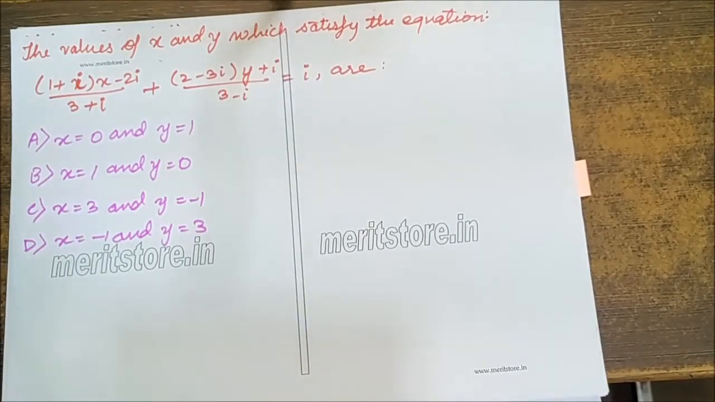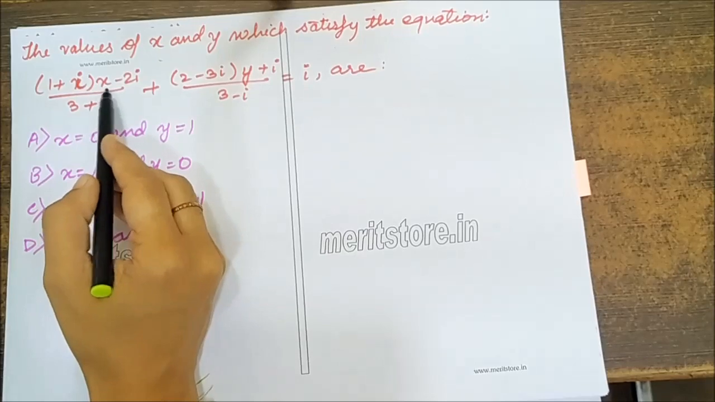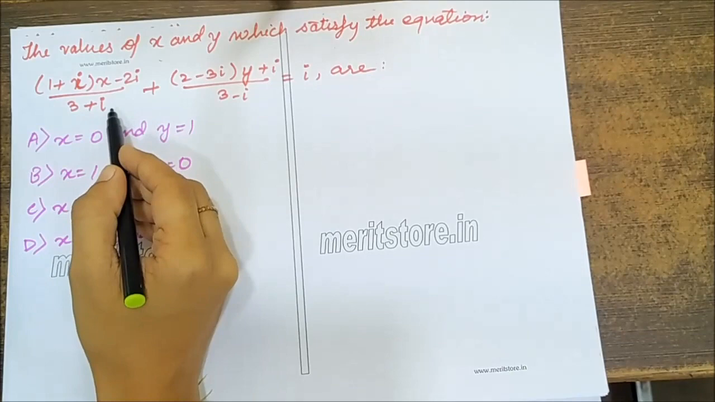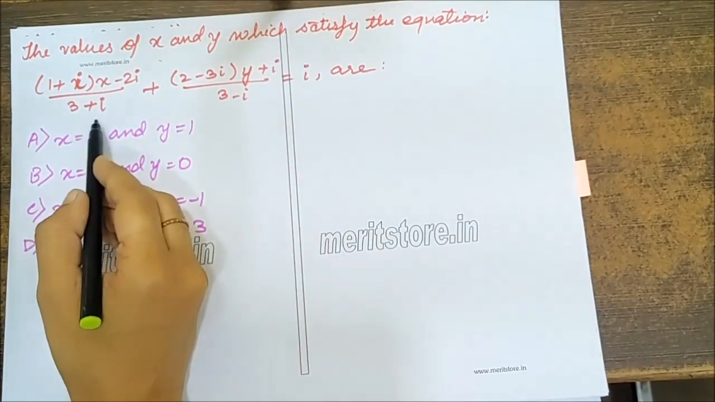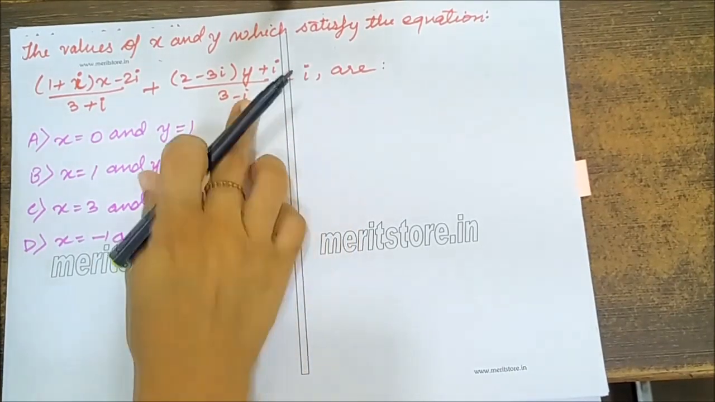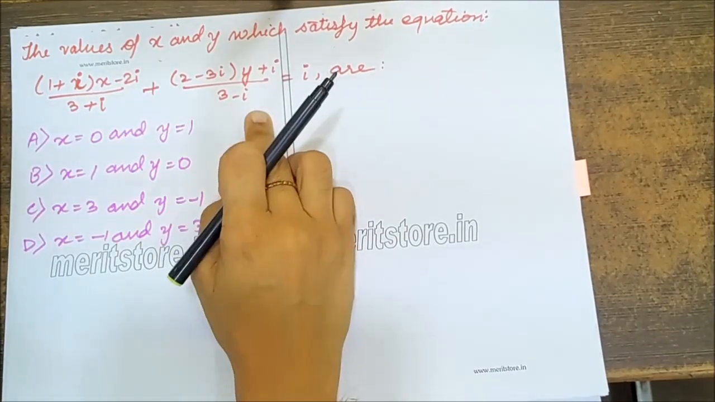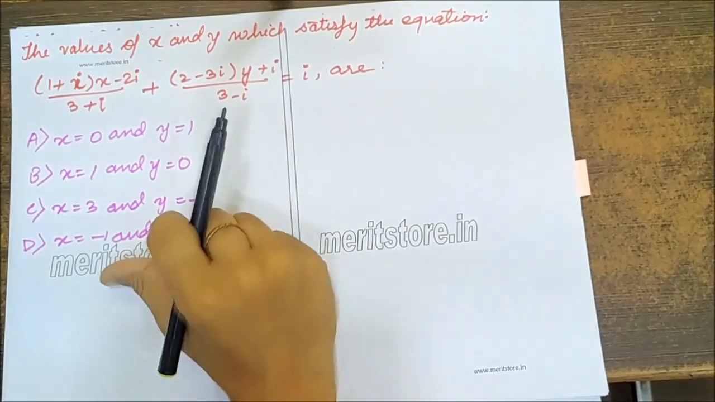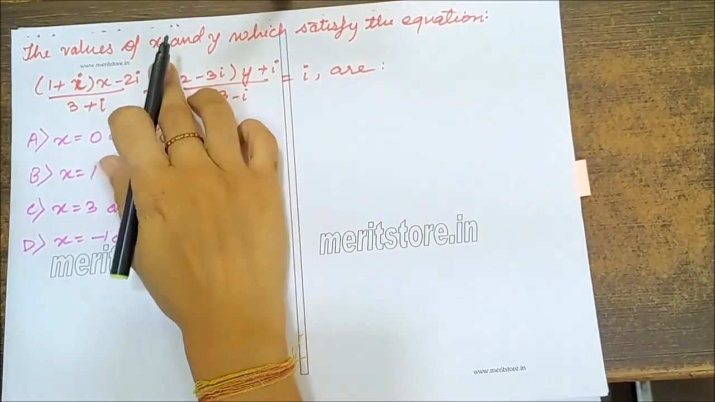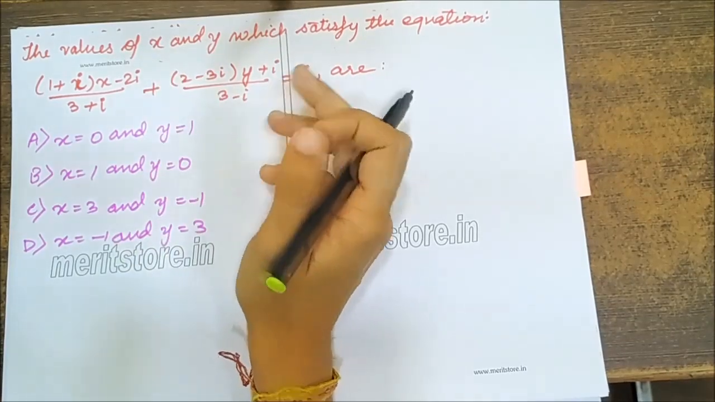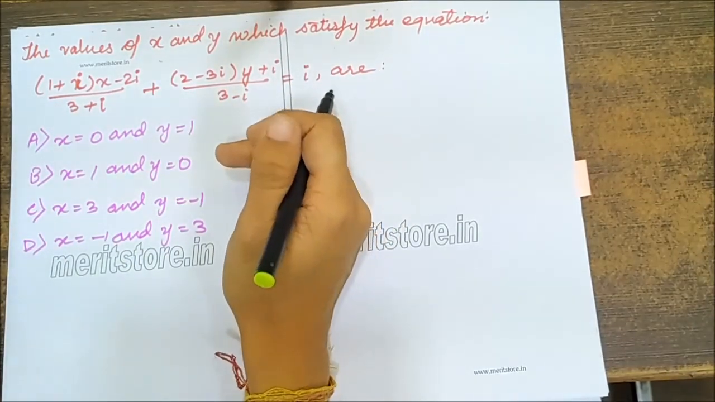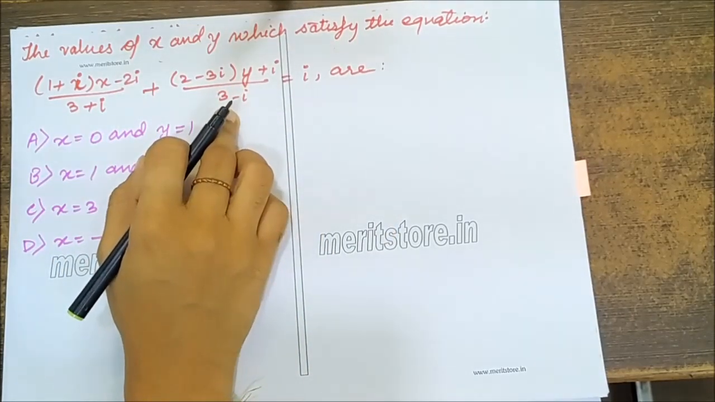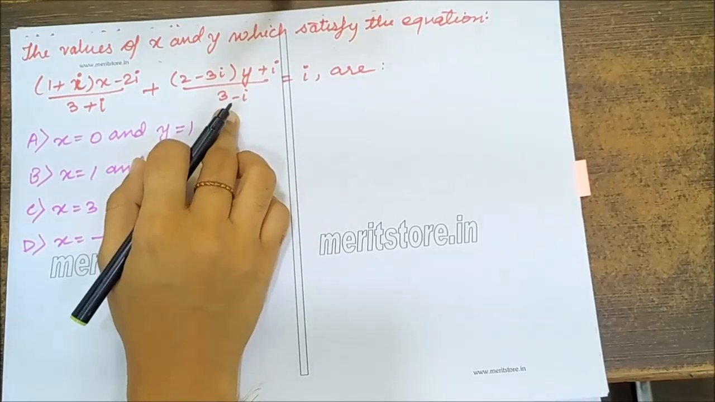The value of x and y which satisfies the equation (1 plus i)x minus 2i over 3 plus i, plus (2 minus 3i)y plus i over 3 minus i is equal to i. Here I will cross multiply the equations taking LCM. You have to distinguish the real part and the imaginary part. So your x is, let's say, the real part, and y is your imaginary part. So when you solve this equation, when you cross multiply, you will get the answer, that is C.